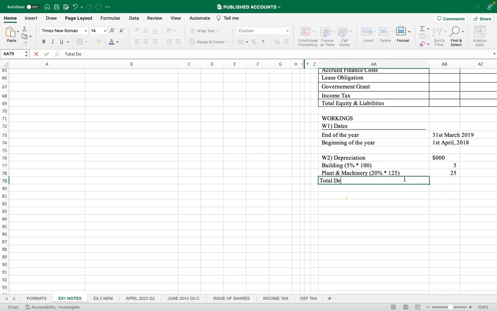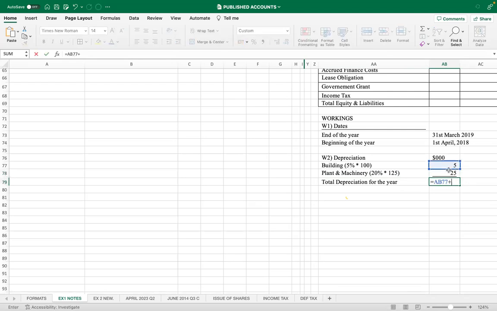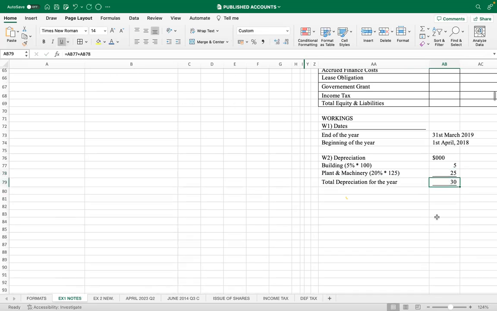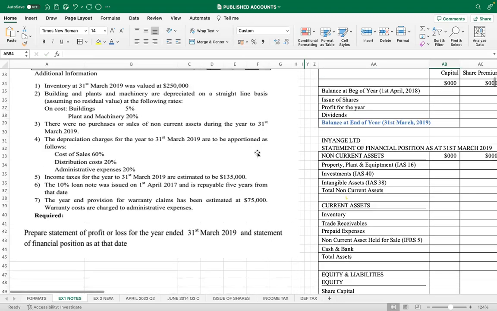Total depreciation for the year. So our total depreciation for the year is 25 plus 25. So the total depreciation for the year is 30. Now we were given a certain order in which this depreciation will be shared. We were given how the depreciation will be apportioned. What were we told? Additional information.